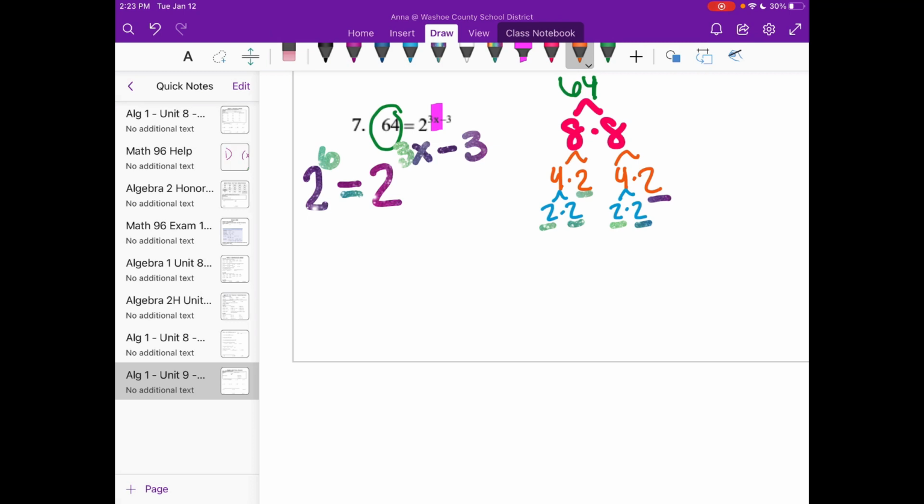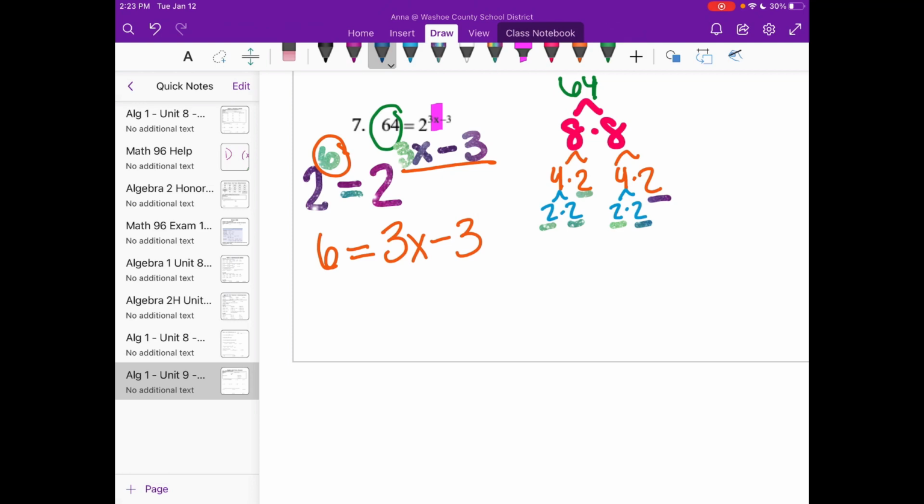So my goal is to figure out what x needs to be over here to get this. So what we can do is ditch the bases, ditch the big 2's, and just write the exponents. So 6 equals 3x minus 3. Now we just need to solve for x. We know how to do this.